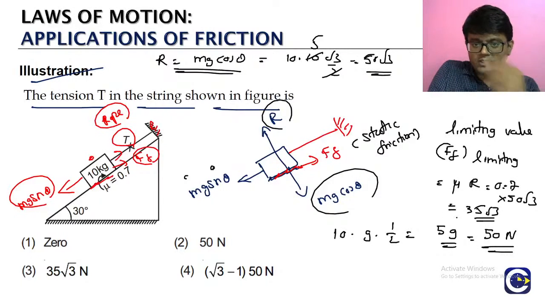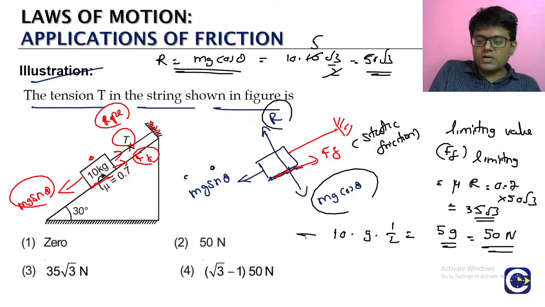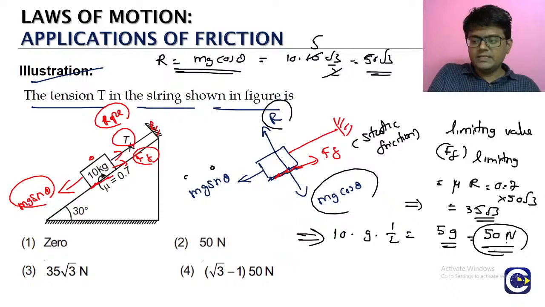Now we'll have to just use a little bit of our basic math skill to check which is higher. This is the component of the weight down the plane. This is the limiting value of the static friction. We have to check which is higher. This is 50. What is 35 into root 3? Check it. Root 3 is actually 1.732. Maybe we can just take it as 1.7 and check.